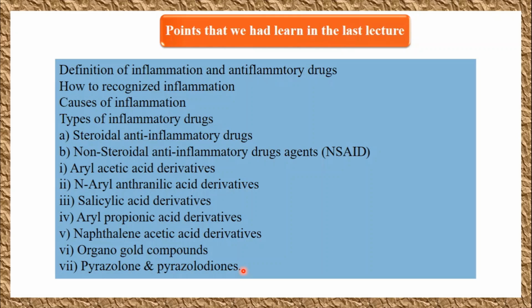In the last lecture, we took two classes, the N-anthranilic acid derivative and the aryl acetic acid derivative, with the examples aceclofenac and diclofenac. This is an example of an N-anthranilic acid derivative, and it is used in the treatment of osteoarthritis and rheumatoid arthritis. The side effects are ulceration and hepatotoxicity. These are the points we covered in the last lecture.